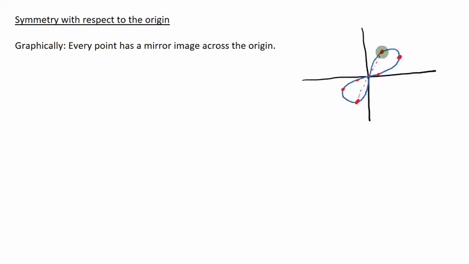Algebraically, what does this mean? Let's pick an ordered pair like this one right here and say this is x and this is y. Then this ordered pair is x comma y. What is the ordered pair for its symmetric point over here? This would be negative x and this will be negative y. So when you deal with symmetry about the origin, x becomes negative x, and y becomes negative y.